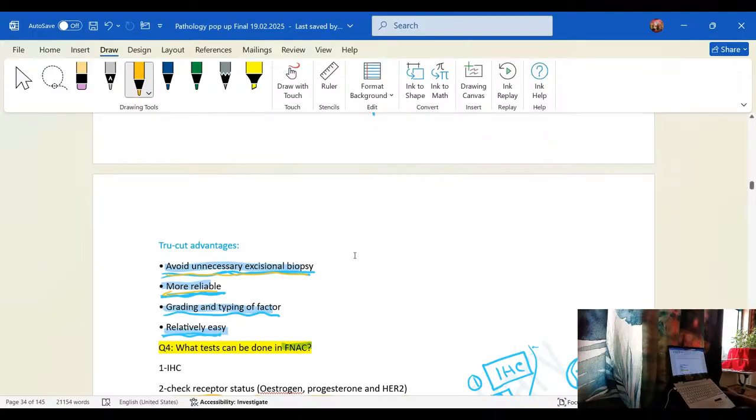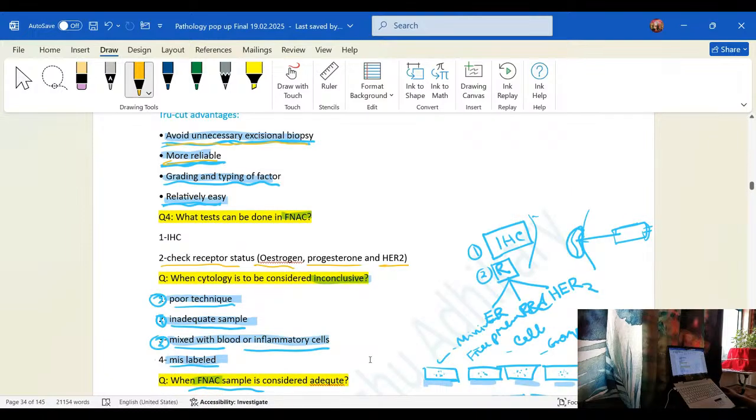What tests can be done in FNAC? In FNAC we can do immunohistochemistry and fluorescence in situ hybridization test (FISH), and hormone receptor testing: ER, PR receptor, and HER2 receptor.